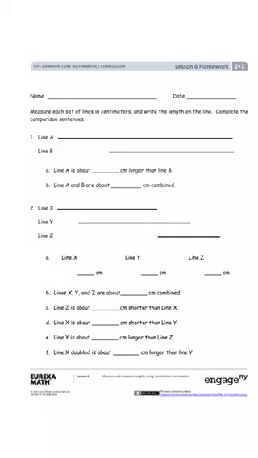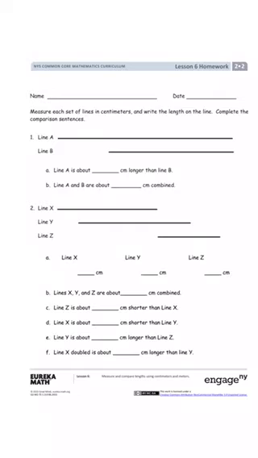Letter C, line Z is about blank centimeters shorter than line X. So for letter C, we're just looking at line Z and line X. So Z and X, and you're going to compare. So remember, if we're comparing, we're going to use subtraction because we're trying to find the difference. Same thing with letter E, but we're using line Y is about how many centimeters longer than line Z.